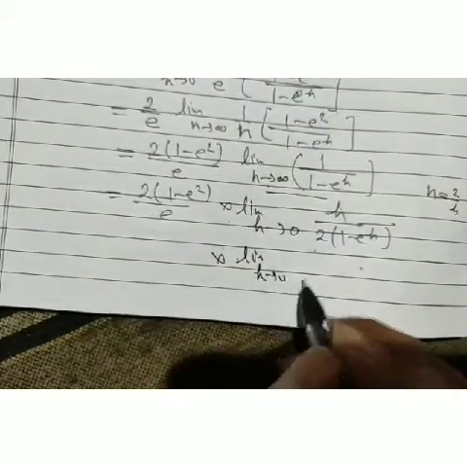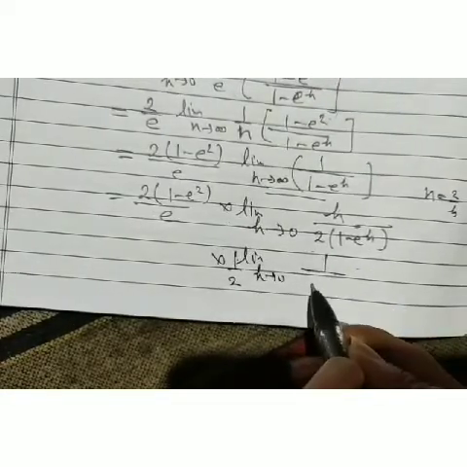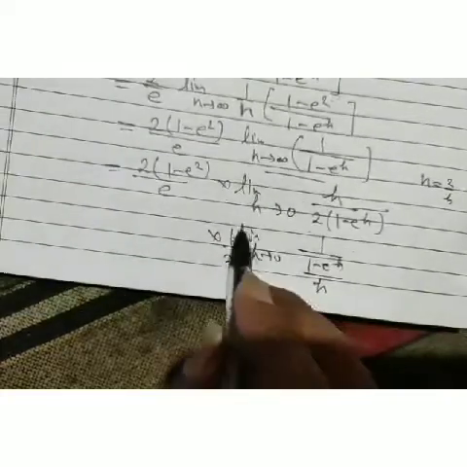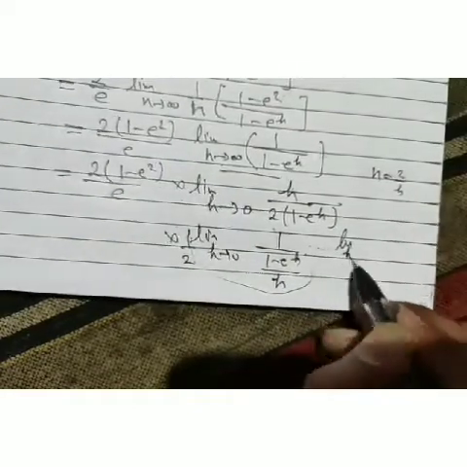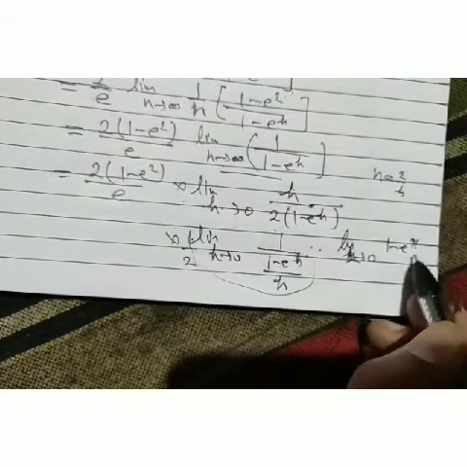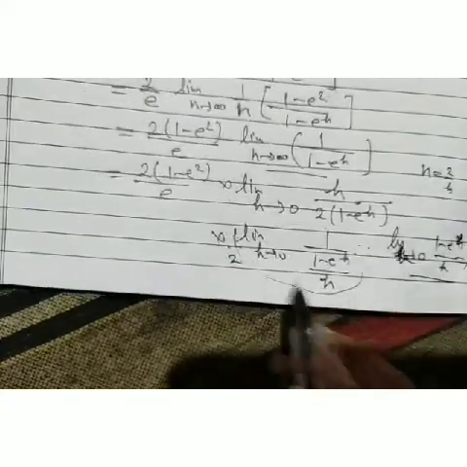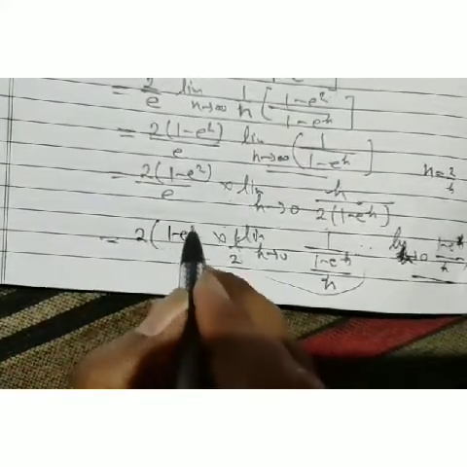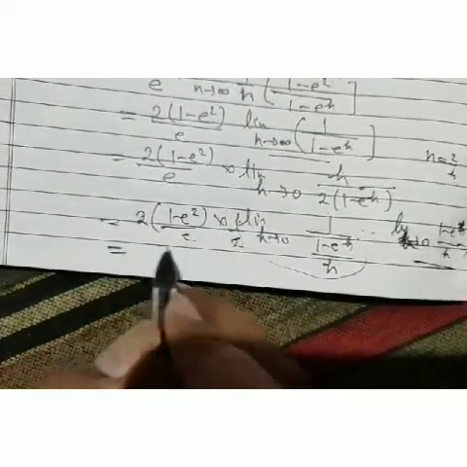limit h tends to 0, taking this 1 by 2 as a constant there, it can be written as 1 upon (1 minus e to power h) by h. Then this value is equal to, since we have limit h tends to 0, 1 minus e to power h tends to 0, (1 minus e to power h) by h equal to 1. Then our limiting value is 1 there. Then we get 1 by 2 there, and here we have 2 into (1 minus e square) by e. This 2 and 2 cancel out. Then what will be the value?